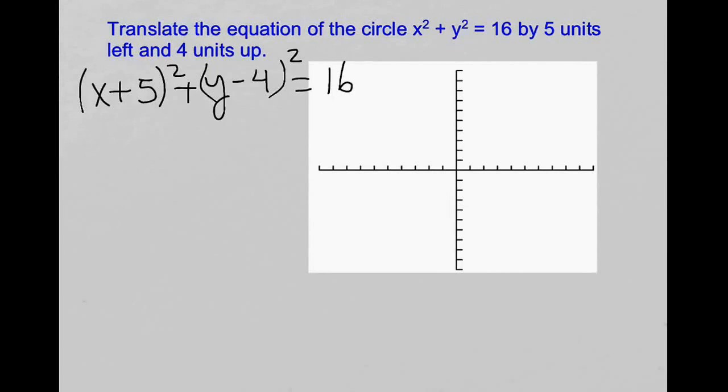Now we're ready to graph our equation. We know that our center is going to be at negative 5, 4. So 1, 2, 3, 4, 5, 1, 2, 3, 4. Right there. And since we know r squared equals 16, we know the radius is equal to 4. So we just go 4 to the right, 4 up, 4 to the left, and 4 down. And just draw our circle.